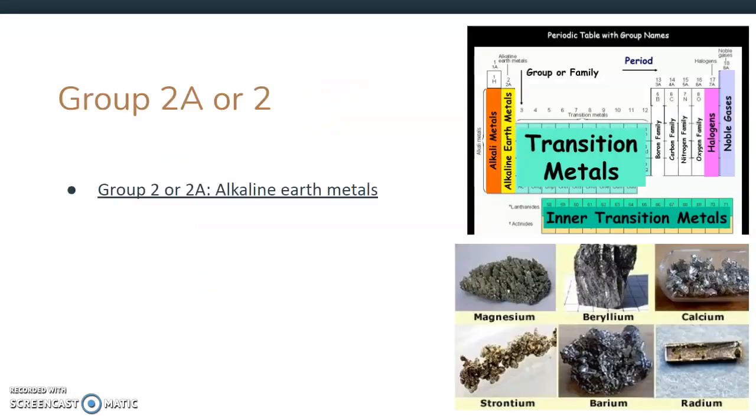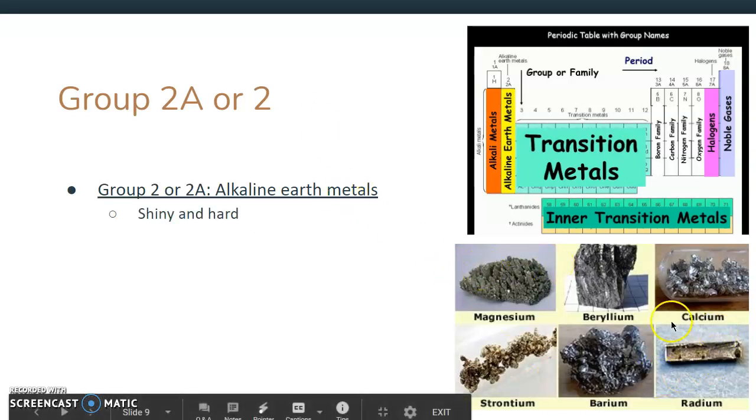Next up are our alkaline earth metals. These ones are shiny. We can see these are a lot shinier than our other ones, and they're very hard.